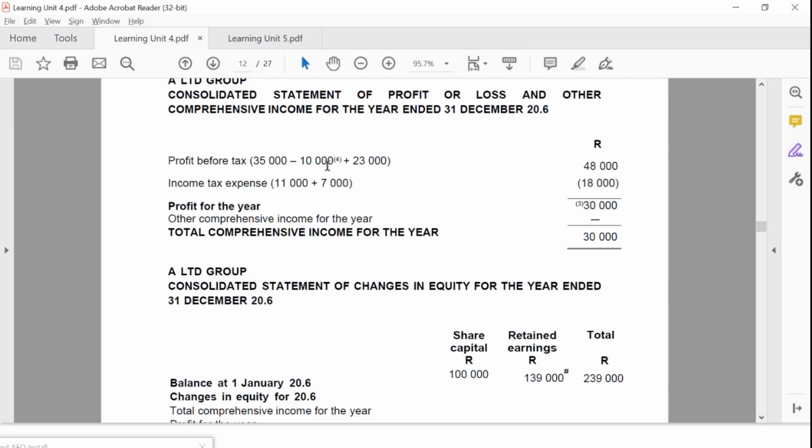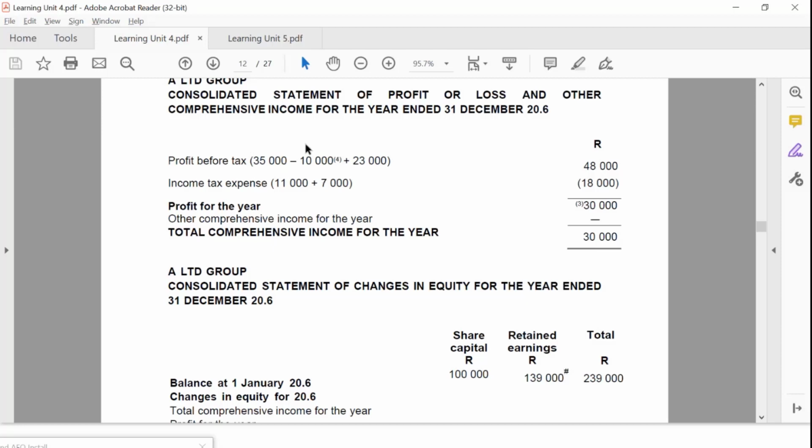You see, I'll repeat again. This 35,000 here belonging to the parent company includes the 10,000 rand of dividends. But you know from your knowledge that dividends must be excluded. It must be eliminated. So you eliminate it, you bring it out. Minus 10,000.